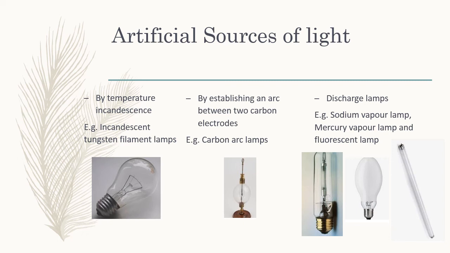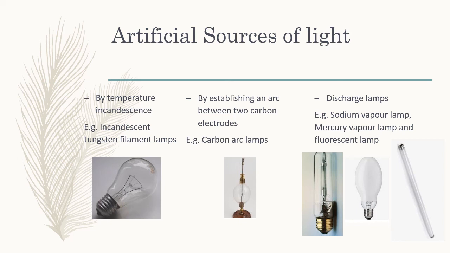And the second one is the carbon arc lamp. Example is carbon arc lamp. Here the arc is established between two carbon electrodes. Here one electrode, here in this place another electrode. Two carbon electrodes are present. In between two carbon electrodes, an arc is produced when electric current is passed through this.